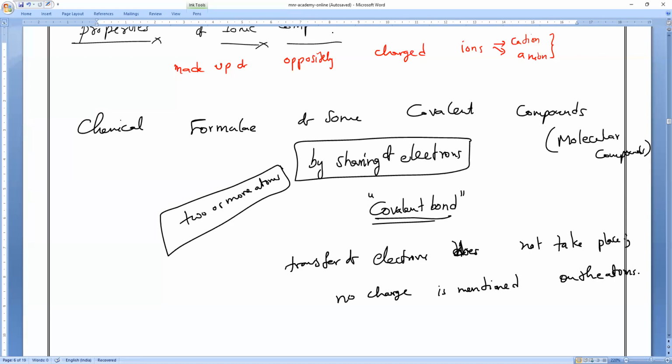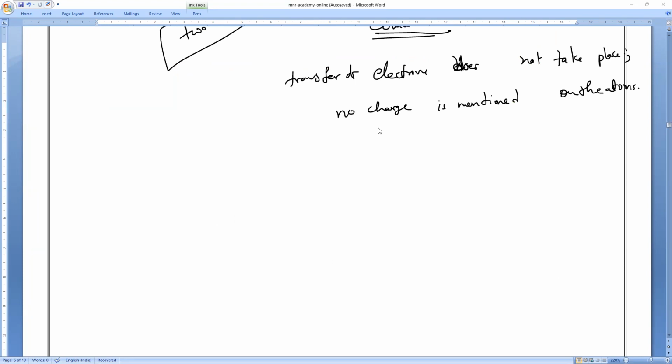So no charge is supposed to be mentioned above the atoms, because here it is only sharing, not donating or receiving. Only for donating and receiving should you mention the positive or negative charge. If it is sharing, no positive or negative charge is required. Are you clear, everybody?